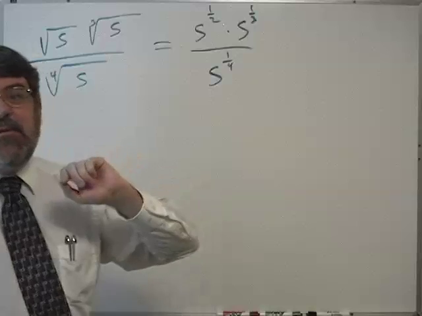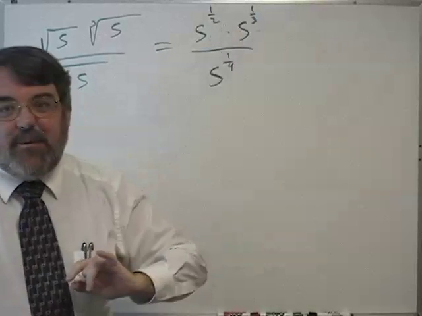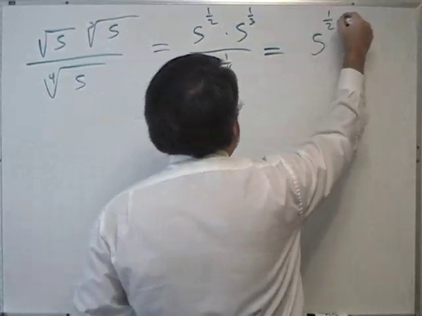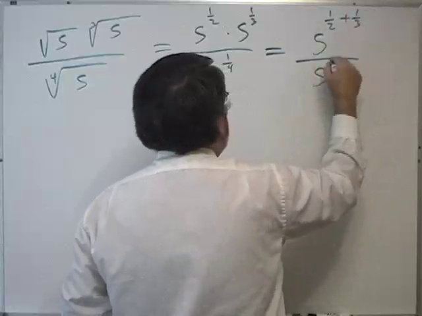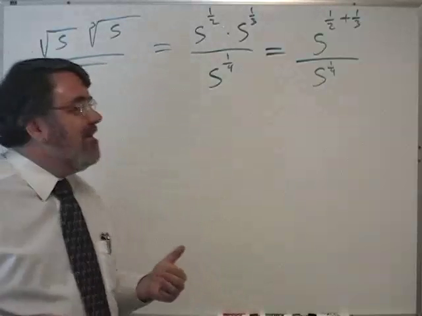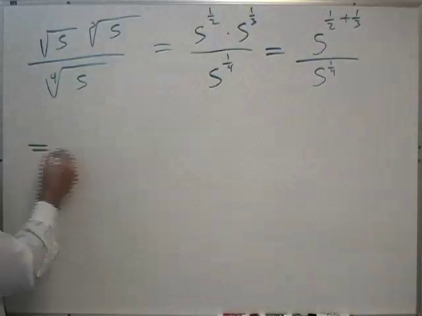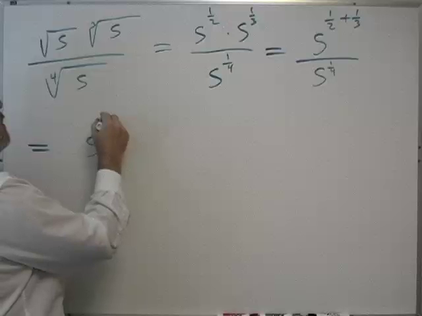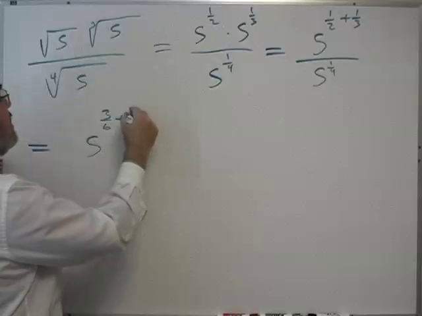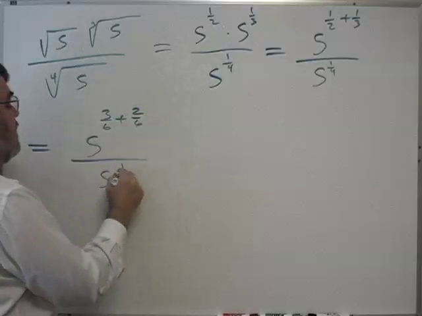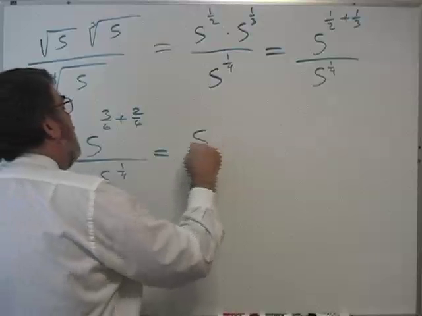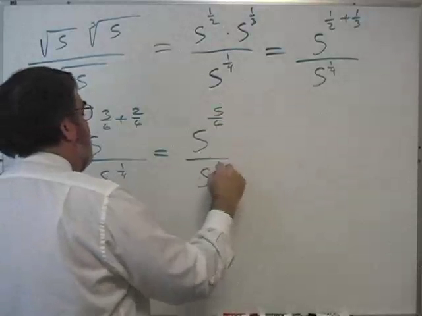When I multiply two numbers of the same base, what do we do? We add the exponents. And so this is going to be 5 to the 1/2 plus 1/3. And down below I've got 5 to the 1/4. And really this is shaping up to be an arithmetic problem using fractions. 1/2 plus 1/3. Let's see, this is going to be 3/6 plus 2/6 over 5 to the 1/4. And so 3/6 plus 2/6 is 5/6. 5 to the 5/6 power over 5 to the 1/4.